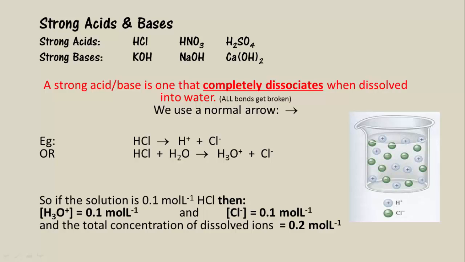So if the solution is 0.1 molar hydrochloric acid, there is 0.1 molar of hydronium ions and 0.1 molar of chloride ions, so the total ion concentration in this solution will be 0.2 molar. This is exactly the same for strong bases like potassium hydroxide or sodium hydroxide. They completely dissociate into ions too when dissolved into water, but of course will produce hydroxide ions instead.